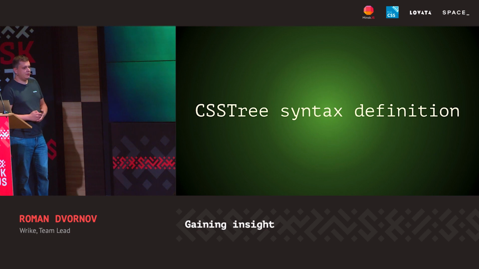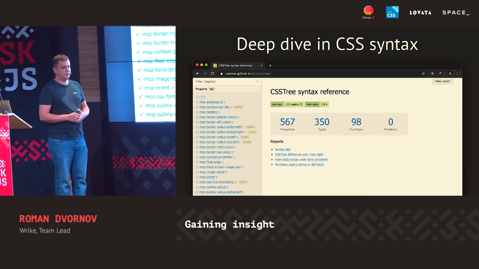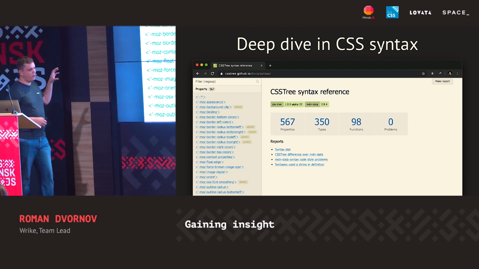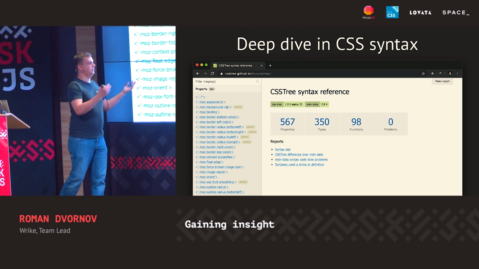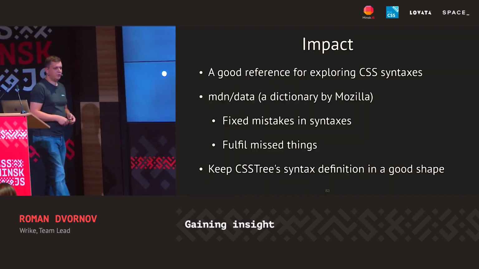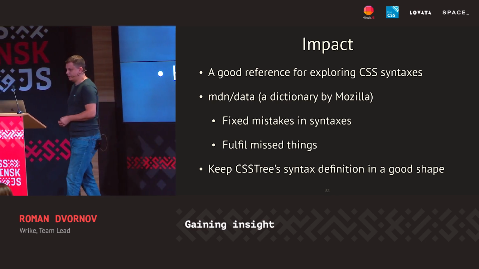Another example is CSS syntax definition, which I also showed you before. It's a CSS parser, and this tool has a dictionary of all properties and all syntaxes that was collected from the specs. And what is the impact of this? It's a good reference for exploring CSS syntax itself.